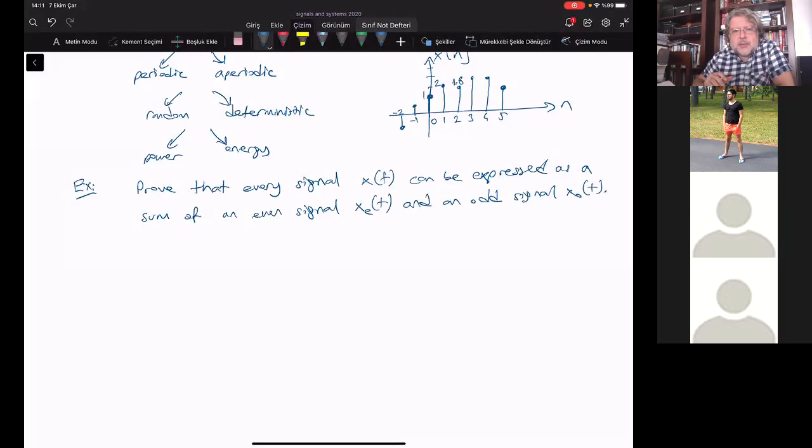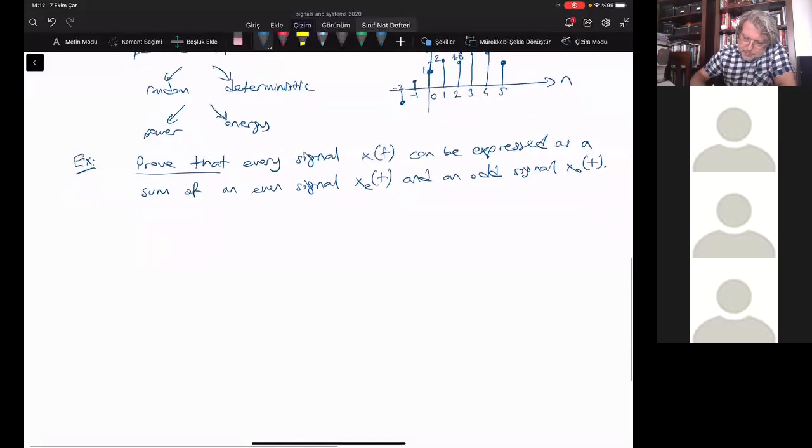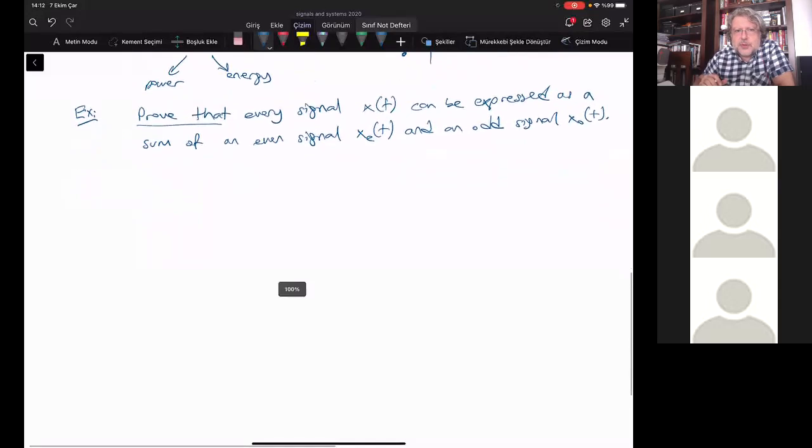So does this question make sense to you, for example? When I ask this kind of a question, how will you approach it? What does the question ask? The question is "prove that." So you must make a mathematical proof. And mathematical proofs can be made only in one of three ways. There are three ways to make a proof.